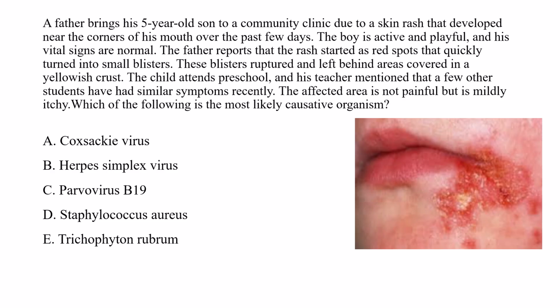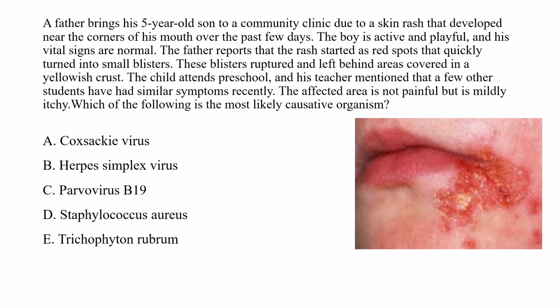A father brings his 5-year-old son to a community clinic due to a skin rash that developed near the corners of his mouth over the past few days. The boy is active and playful, and his vital signs are normal. The father reports that the rash started as red spots that quickly turned into small blisters. These blisters ruptured and left behind areas covered in a yellowish crust.